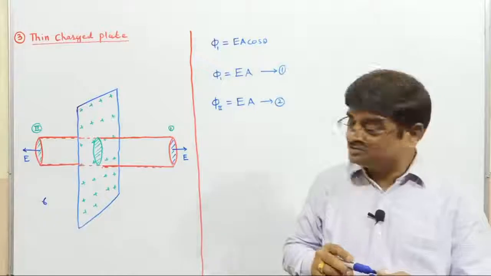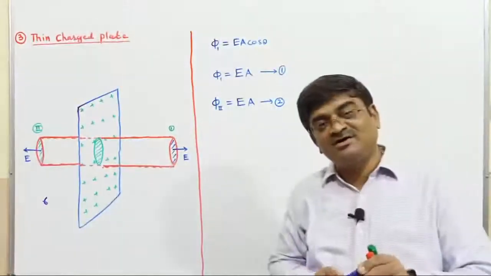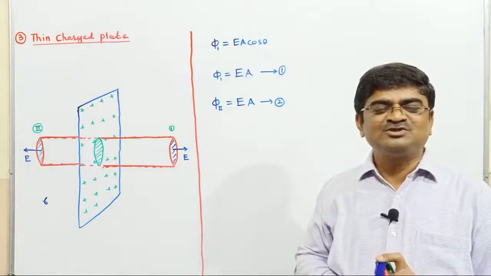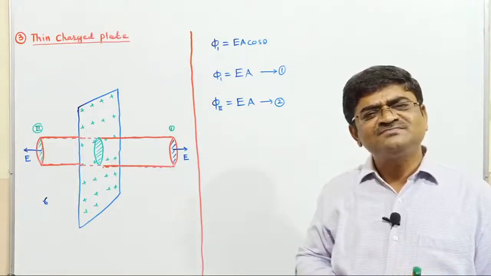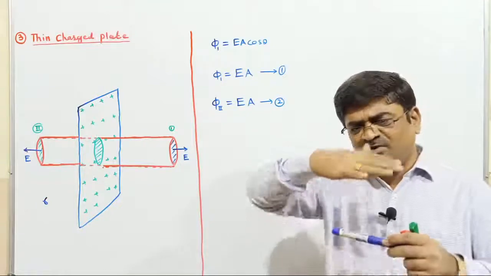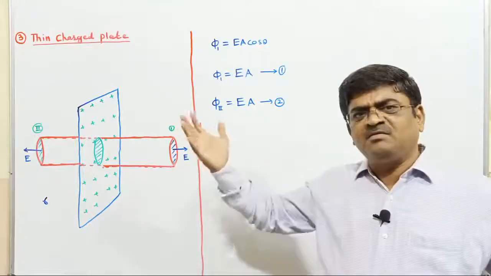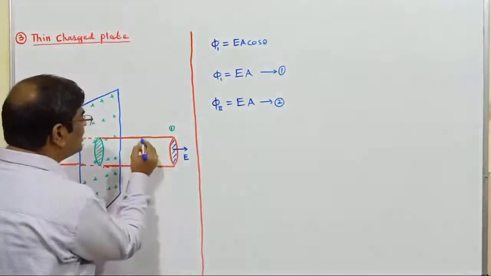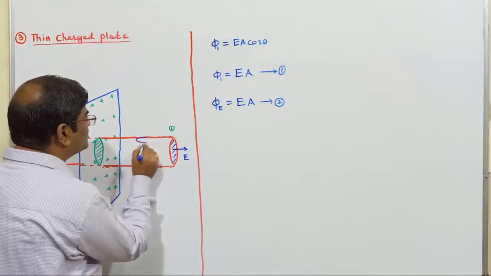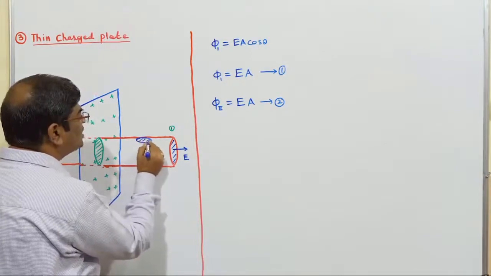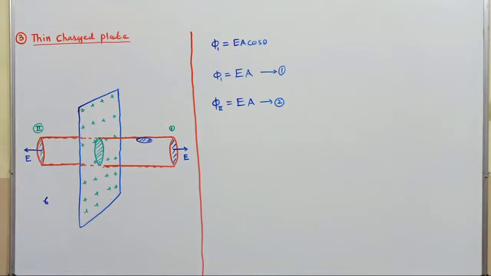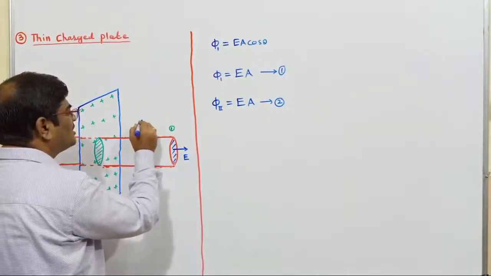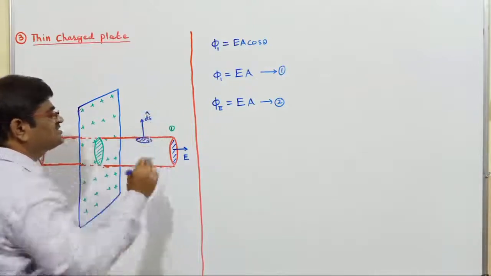So the flux through the first portion I got, the flux through the second portion I got. What I need now is the flux through the third portion. Which is the third portion? The curved portion. The curved portion being a very huge area, I will divide it into smaller parts. One such small area of the curved portion I focus on here. This is the area I am talking about, a small area ds, and its direction is this one, ds cap you can say.